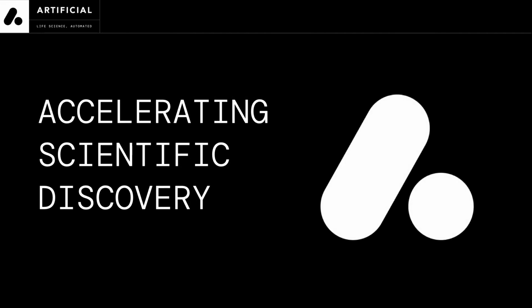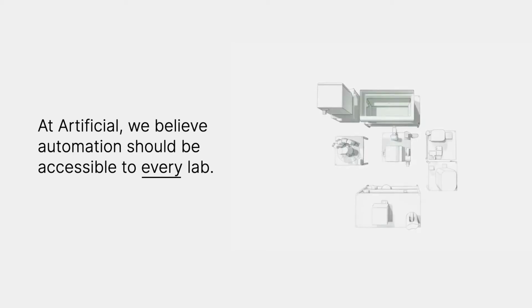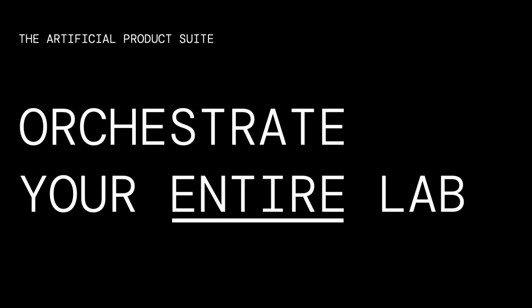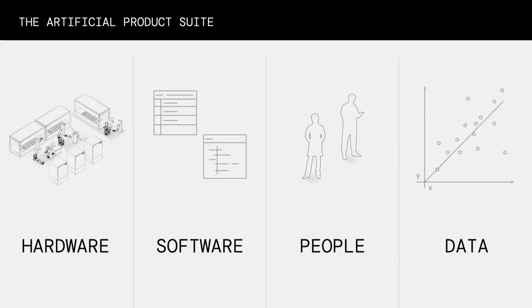Artificial's mission is to accelerate the pace of life science discoveries by making automation accessible to every lab. This is why we've developed the Artificial Product Suite, a lab automation solution that orchestrates your entire lab. This includes the hardware, software, people, and data central to your operations, so that you can go from requests to results on one easy-to-use platform.